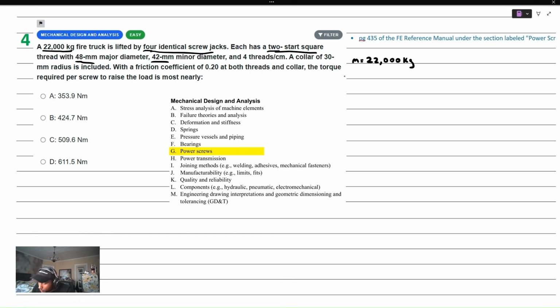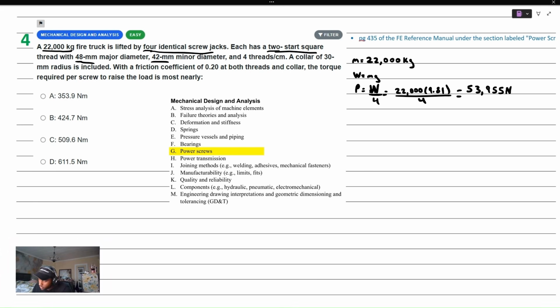So what I'm going to do is take that 22,000 and multiply by gravity, which is 9.81. The weight is equal to mg, but the load that's applied is equal to the weight divided by 4. So that is equal to 22,000 times 9.81 over 4. And that is equal to 53,955 newtons.